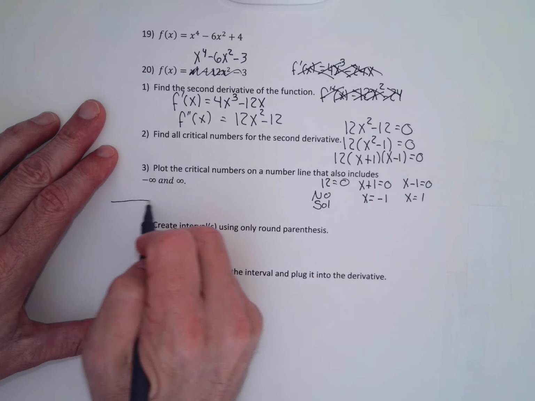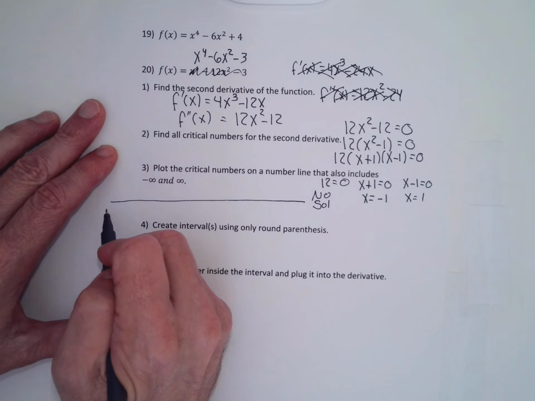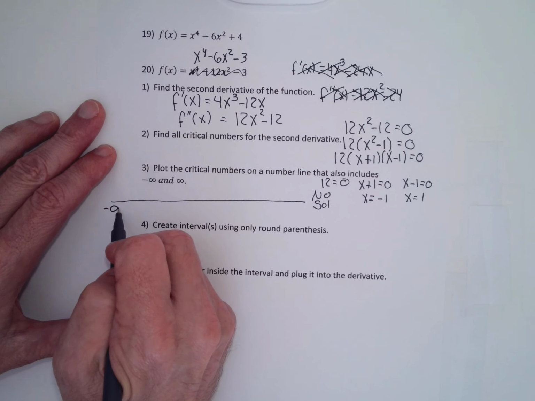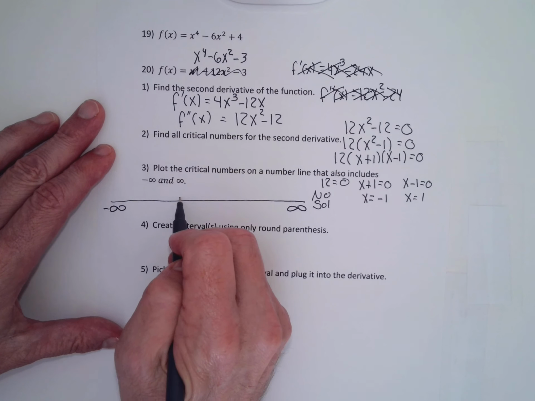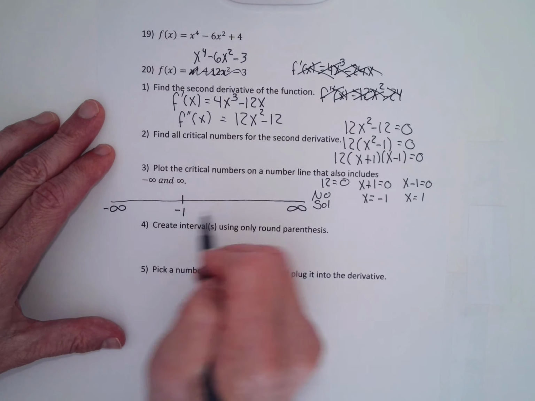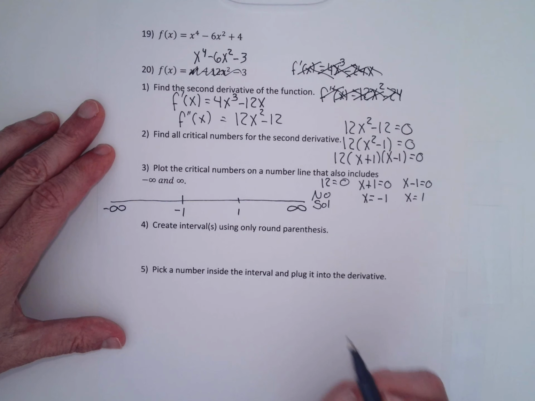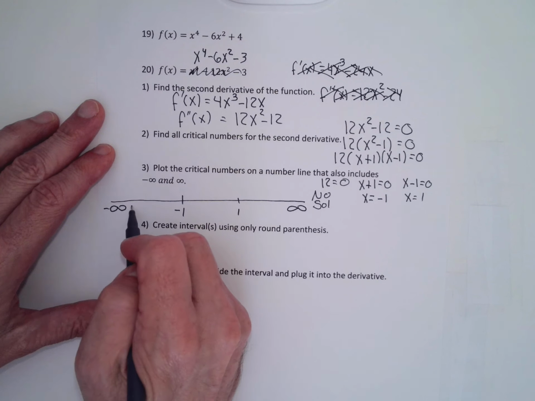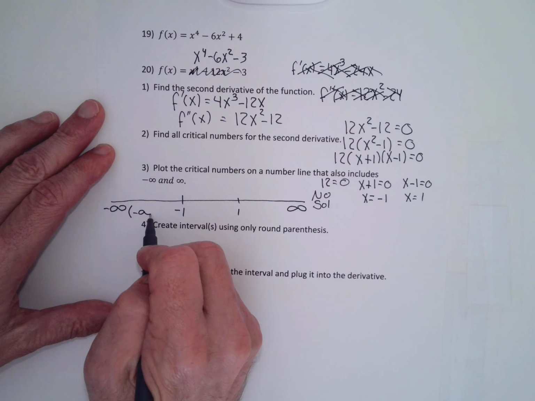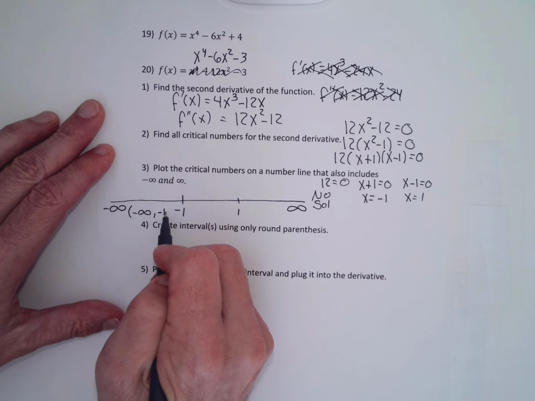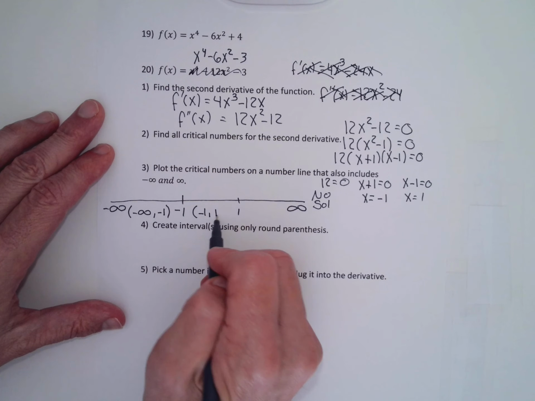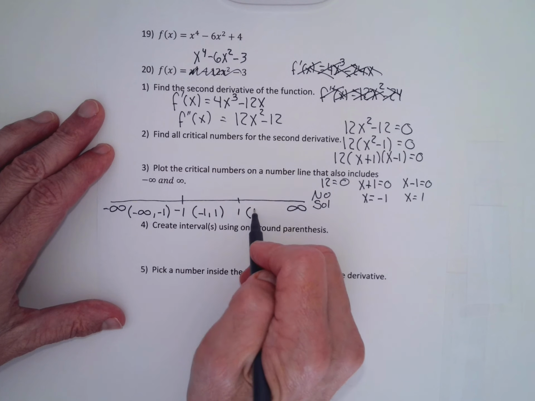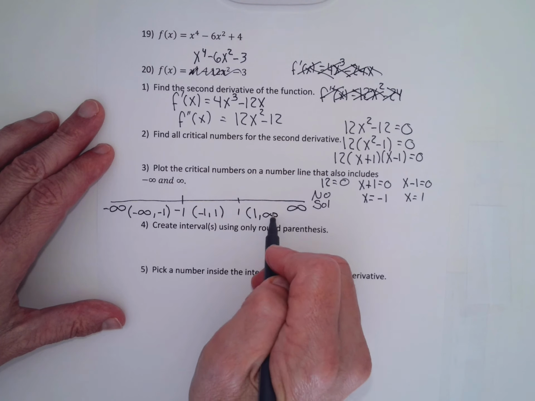So for my number line, I'm going to have negative infinity on the far left edge, positive infinity on the far right edge, and then negative 1 first, followed by positive 1 second. And I'm going to create my intervals. I'm going to do an interval from negative infinity to negative 1, an interval from negative 1 to positive 1, and an interval from positive 1 to infinity.